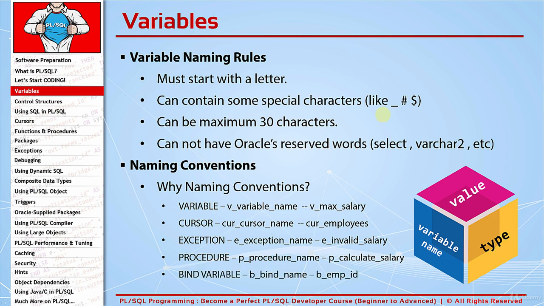And the bind variable. Use b underscore bind name for bind variables. For example, b underscore emp underscore id. There are more naming conventions, but we have not covered them yet. So these are enough for now. The rest will be shown while this course is being taught. So this is the end of the lecture. See you in our next lesson.